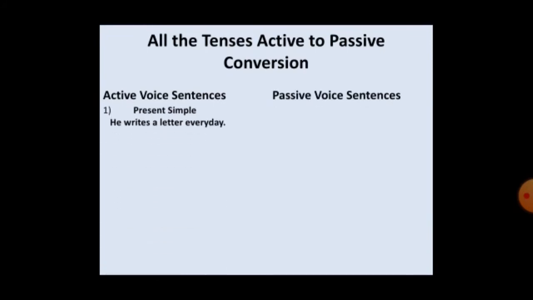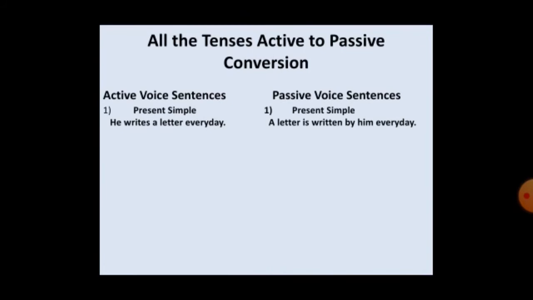So one by one I tell you I will give you the tense. Here comes present simple. He writes a letter every day. He is subject, it is present simple. In present simple we use first form, and if we have third person singular we use s or es. A letter is object. So in order to convert this sentence into passive voice, we have to use a letter, object first, then helping verb is, am, are: written by him every day.